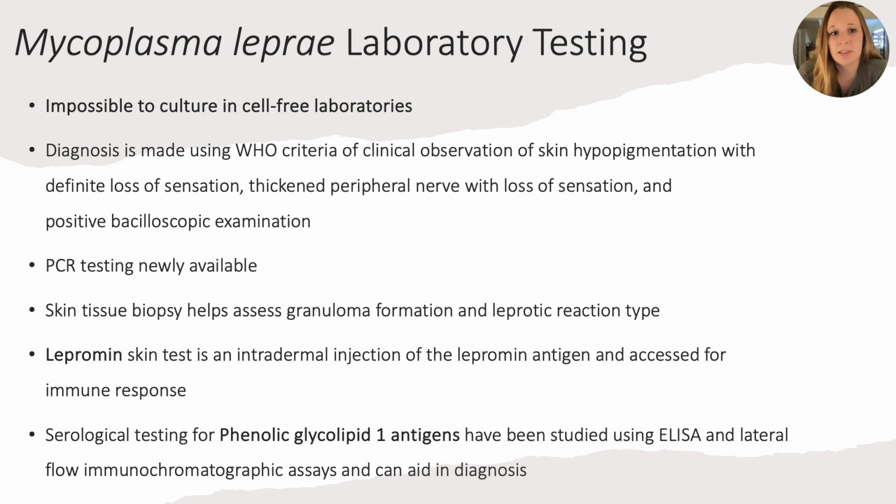A lepromin skin test is an intradermal injection of antigen, and you are assessed essentially for your immune response, which is dependent on a delayed hypersensitivity reaction. There's also some serologic testing, which is not widely used, but is the phenolic glycolipid 1 antigen studied using ELISA or lateral flow immunochromatographic assays.